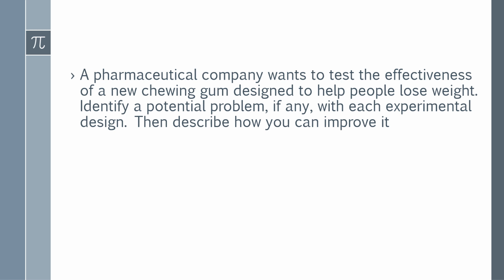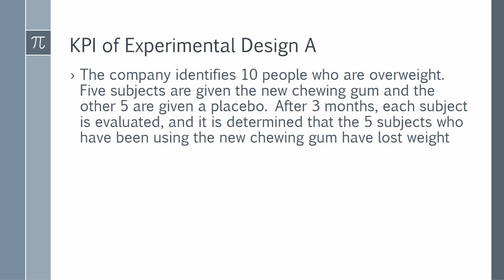So, this is what you guys spoke to me. All right, so right here are the details of that experiment that they just talked about. So here are the results, and we want to look and see what's wrong with it, how can we make it better. So 5 companies identified 10 people who are overweight. 5 subjects are given the new chewing gum, and 5 were given a placebo. After 3 months, each subject is evaluated, and it is determined that 5 subjects who have been using the new chewing gum have lost weight.